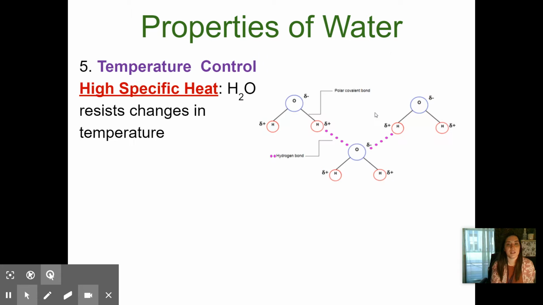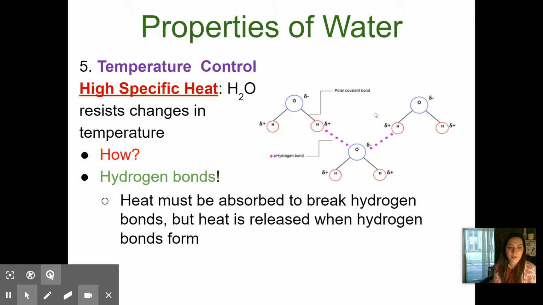All right, next one is temperature control. Water has a very high specific heat, and this means that it resists changes in temperature quite significantly. This is from hydrogen bonds. Heat must be absorbed in order to break hydrogen bonds, but heat is released when hydrogen bonds form.